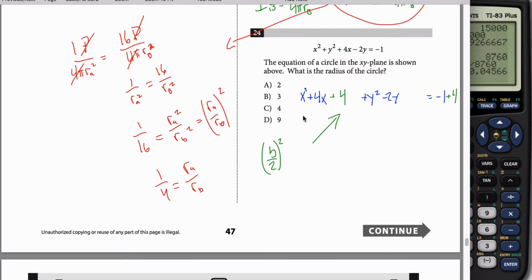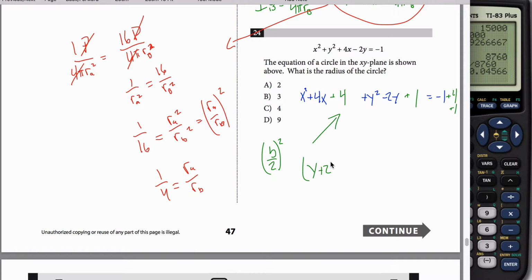So I take this 4 and I cut it in half, and I get 2. And then I take that 2 and I square it, and I get +4, which is what I wrote right here. Same idea over here, except now b is -2. If I cut that -2 in half, I get -1. If I square that -1, I get +1. So I'm going to add 1 to both sides of the equation. This is now a perfect square, and this is a perfect square. You don't have to rewrite these, but you could.